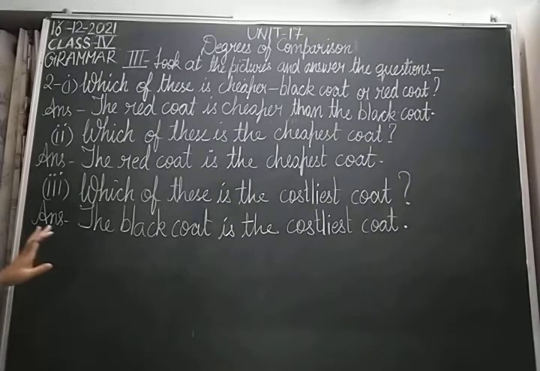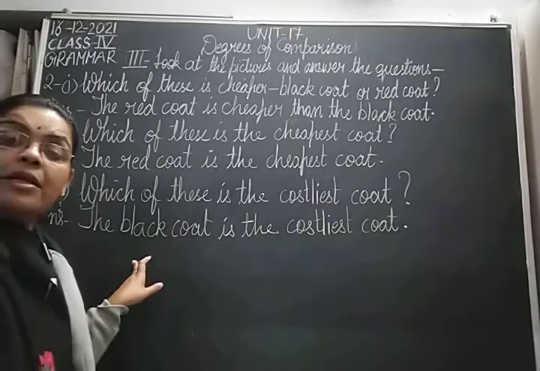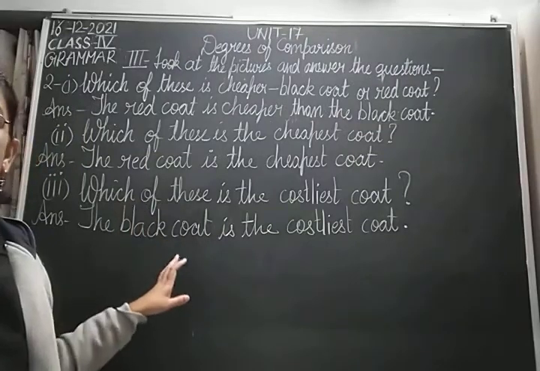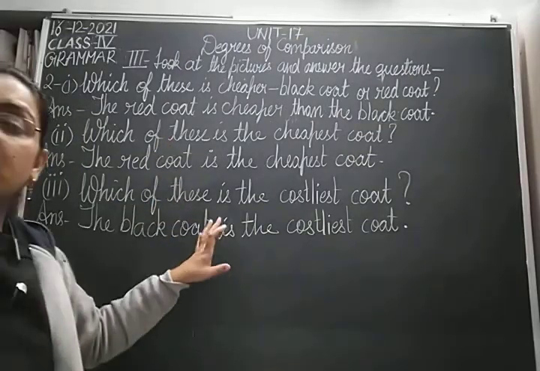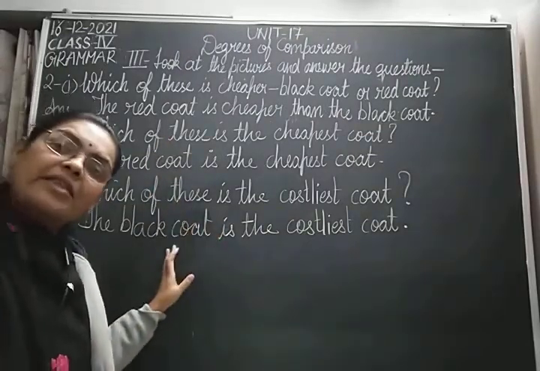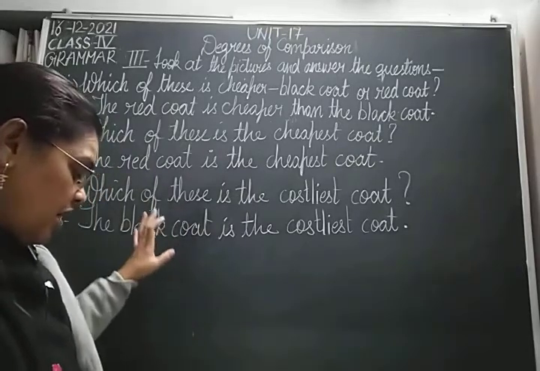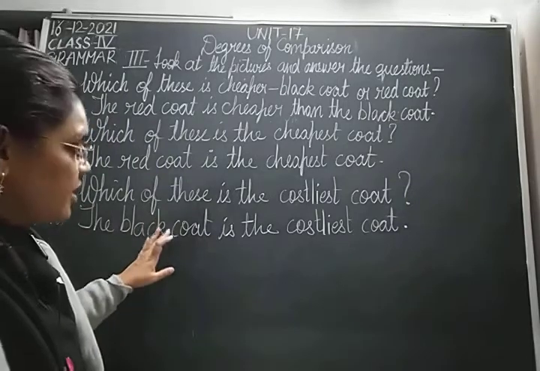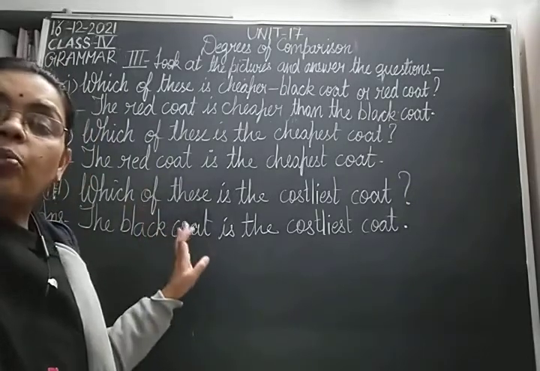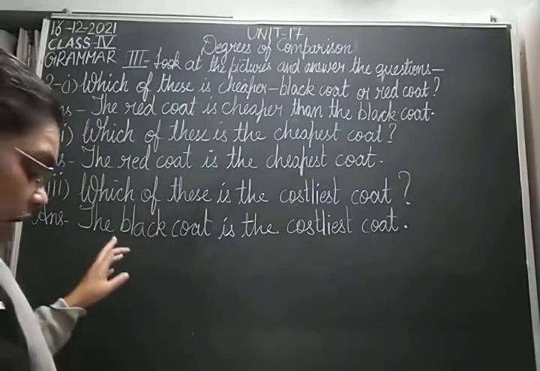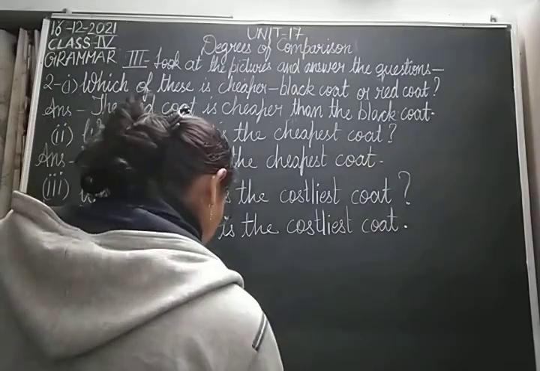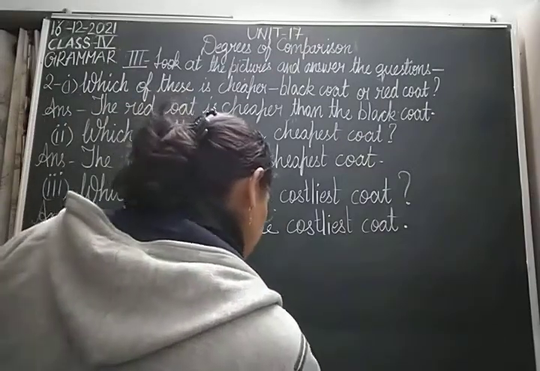Yeah. So we have seen two pictures and we have compared the size of the flowers and the cost of the coat. And with this we have finished our exercise 3. And now I hope all of you have written the answers. And now I'm going to erase and I'm going to start with exercise 4.